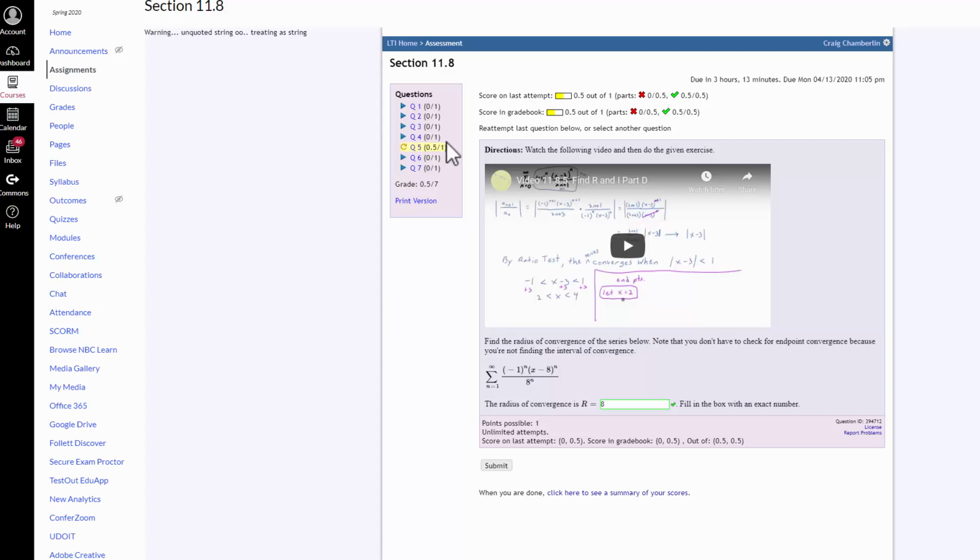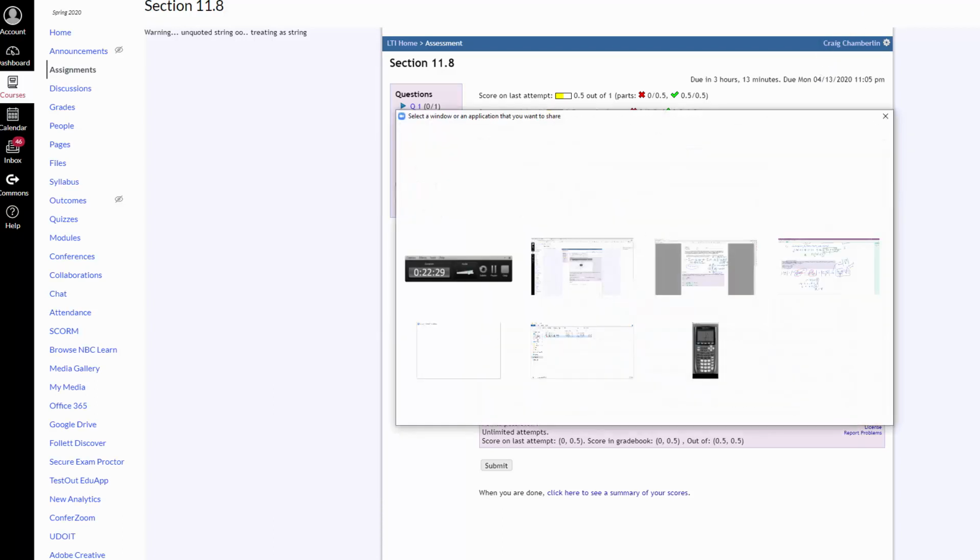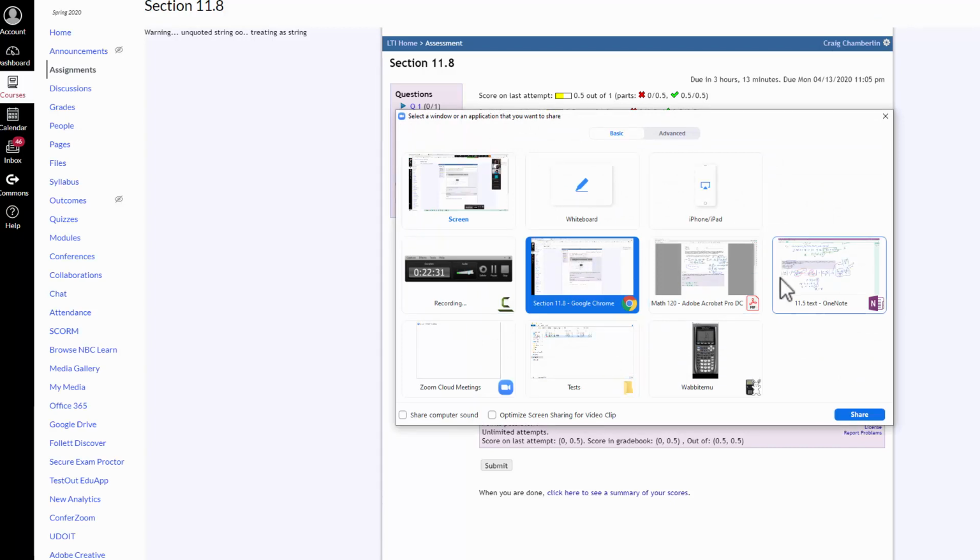Anything else I can help you guys with? Sure. So 11.6, number 21. Give me a second here to switch the share. Gotta share them one screen at a time here.